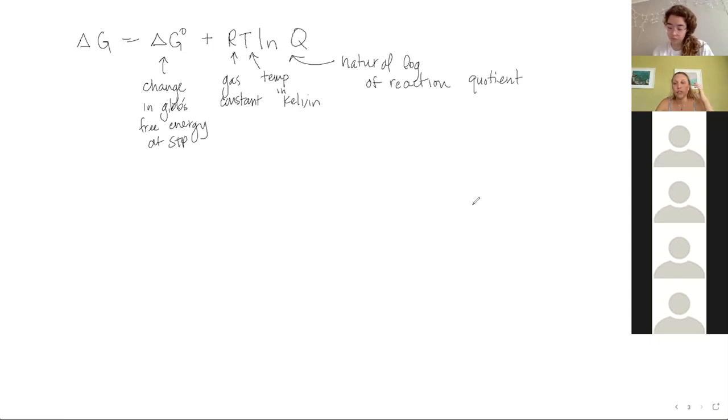So the reaction quotient mirrors your equilibrium quotient, your KEQ, except it's not occurring at equilibrium. But your reaction quotient Q is the same exact equation. Your products raised to their stoichiometric powers, their molar concentrations.